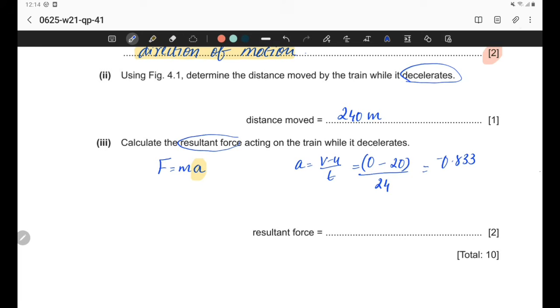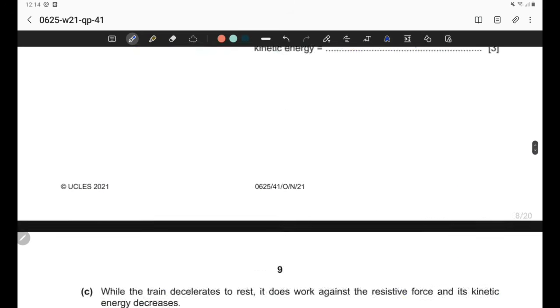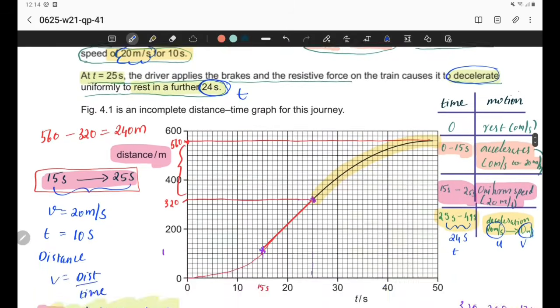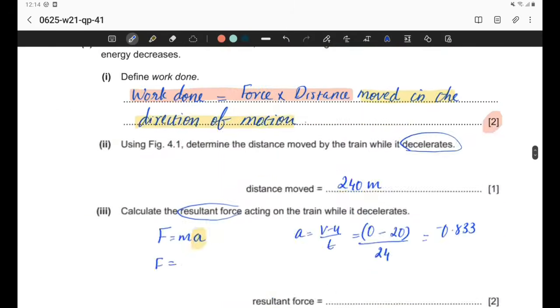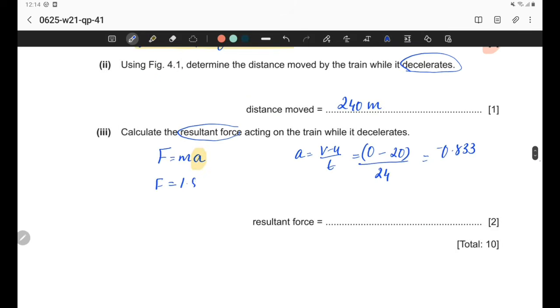Now we can substitute this value. So force is mass times acceleration, where mass is given in the starting point, that is 1.8 times 10 to the power 5. So we can substitute mass is 1.8 times 10 to the power 5 times acceleration is 0.833, and that answer is 1.5 times 10 to the power 5. Since it is force, the unit is Newton. So 1.5 times 10 to the power 5 Newton is the answer.